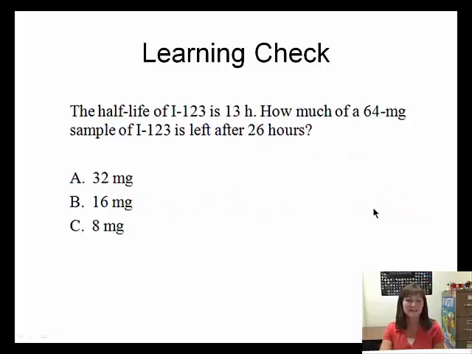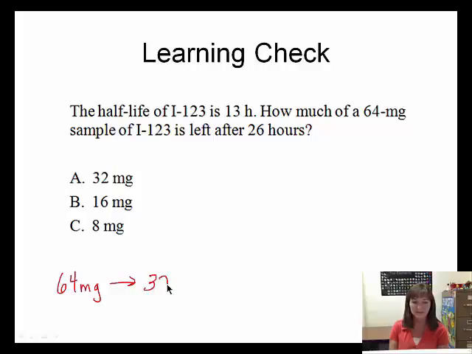Okay, so the half-life of iodine-123 is 13 hours. How much of a 64 milligram sample of iodine-123 is left after 26 hours? So let's go ahead and do this again. Let's start off with how much we have. We're starting off with 64 milligrams. And I'm going to cut that in half, and I'm going to end up with 32 milligrams.